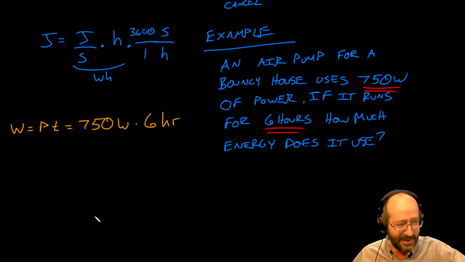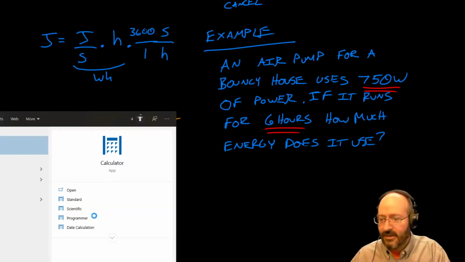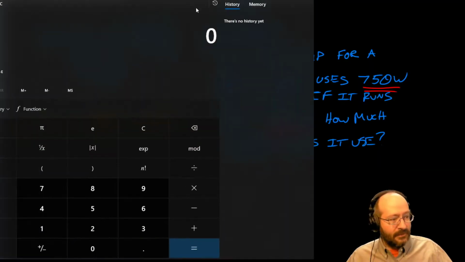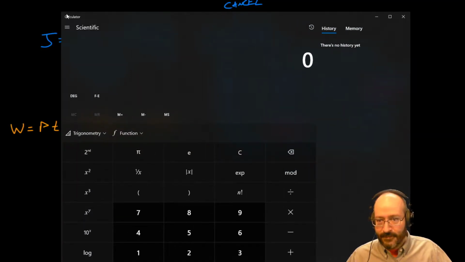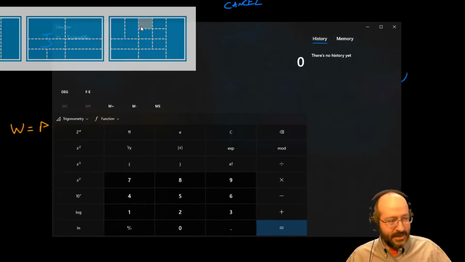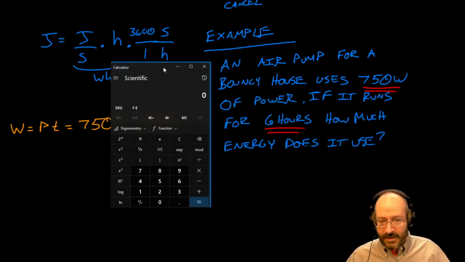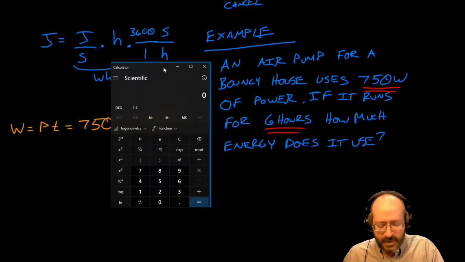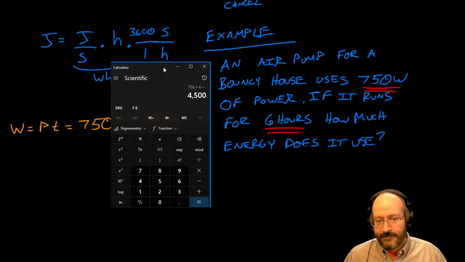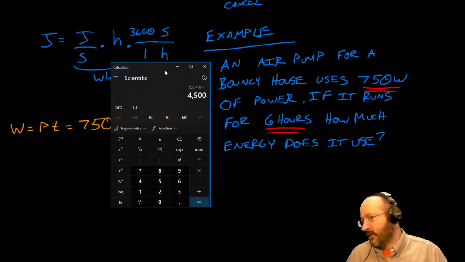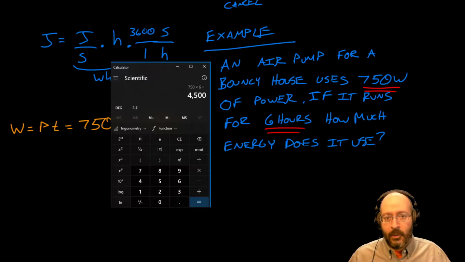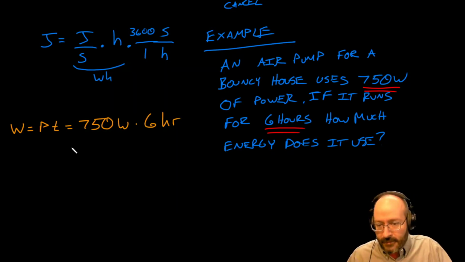Okay, I realized I do have a calculator, although it's kind of a silly calculator. Thank you, Windows. So we can hopefully get this on screen so that you can just watch me punch it in. I will try to get a good TI emulator or something for you as the calculations become more complex. So we have 750 watts, and we run it for 6 hours. We're going to get 4,500 watt hours.